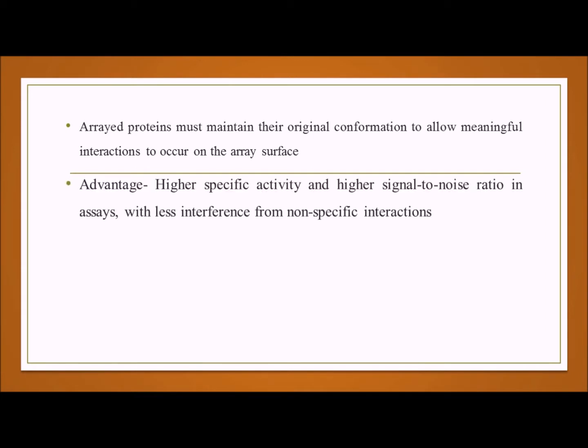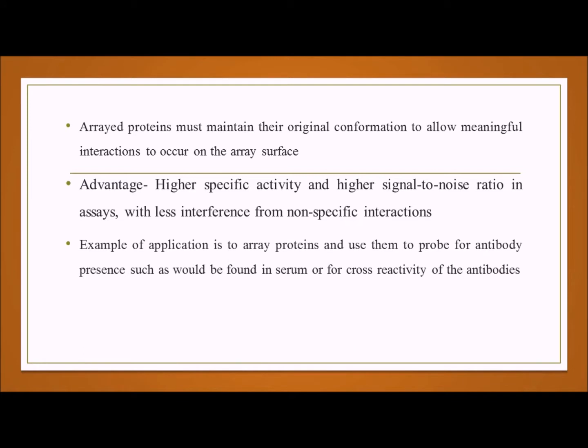The advantage of controlling the precise mode of surface attachment through the use of an appropriate affinity tag is that the immobilized protein will have a homogeneous orientation, resulting in higher specific activity and higher signal-to-noise ratio in assays, with less interference from non-specific interactions. One example of the application is to array proteins and use them to probe for antibodies present, such as would be found in serum, or for cross-reactivity of the antibodies.